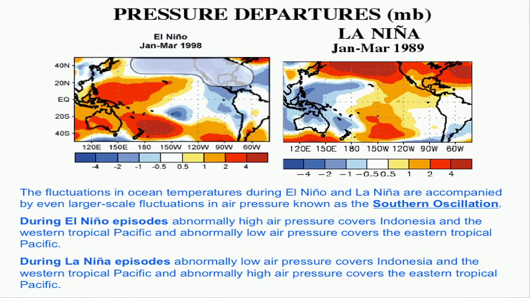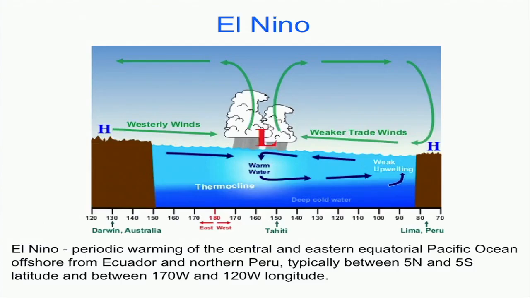Whereas during La Nina, you get normally low pressure over Indonesia and the western tropical Pacific. And that's, as we'll see, due to the patterns of convection, which can stretch further across the equator in El Nino versus La Nina periods. And this is just a picture showing the difference between El Nino and, we'll see later, La Nina.